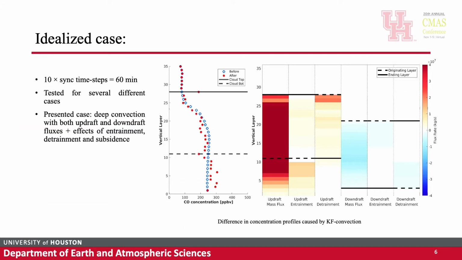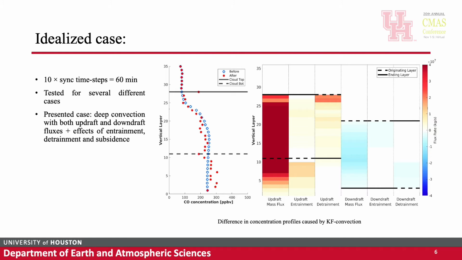In this slide, we study the idealized case to achieve a more comprehensive understanding of the changes in concentration. We implemented the process over 35 vertical layers from the bottom to the top of the domain in 10 synchronization time steps, lasting a total of 60 minutes. The objective of this part was to study the general concept of the KF convection main code. We wanted to see if it works.